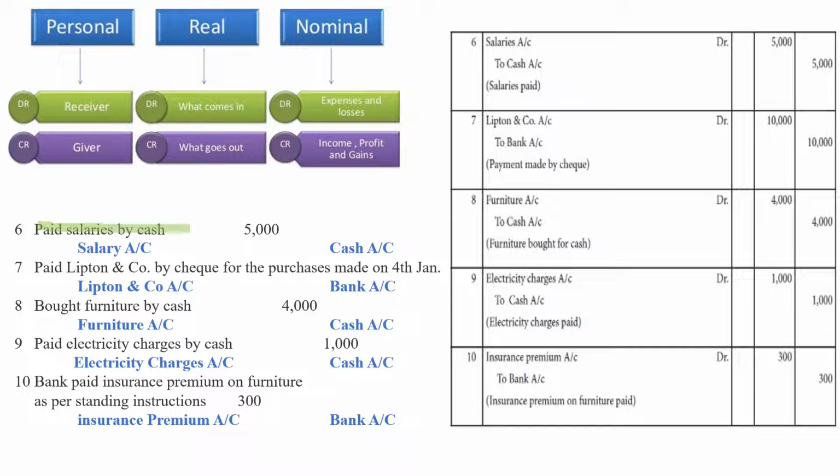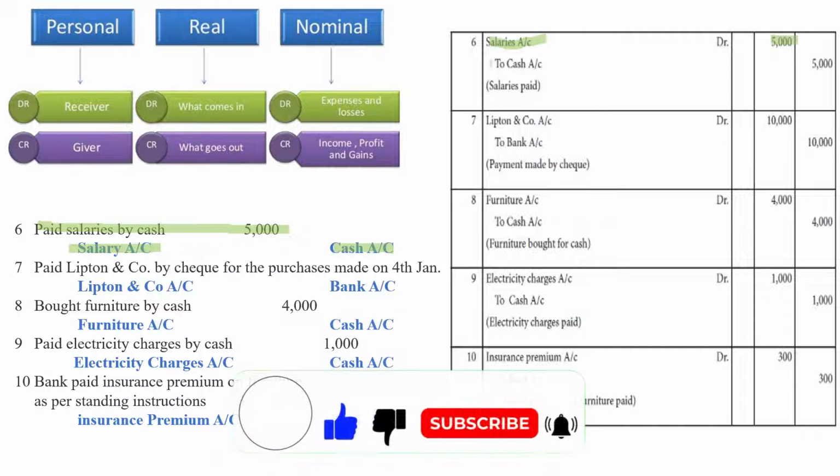Paid salaries by cash $5,000. Two accounts are affected, salary account and cash account. What is salary account? Salary is nominal account and this is an expense for our company. That's why debit all expenses and losses. Here we made debit and for 5,000. What about cash? Cash goes out because we paid salary to A, B, C, D employee. That's why cash goes out and this would be as credit.